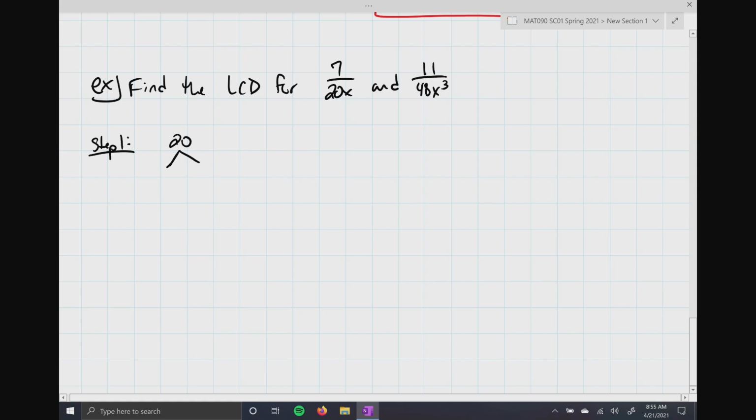2 numbers that multiply to get 20. How about 4 and 5? 5 is prime, circle it. 4, break that down even further. 2 times 2.